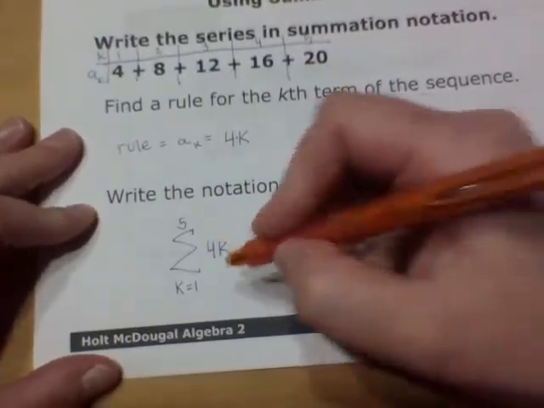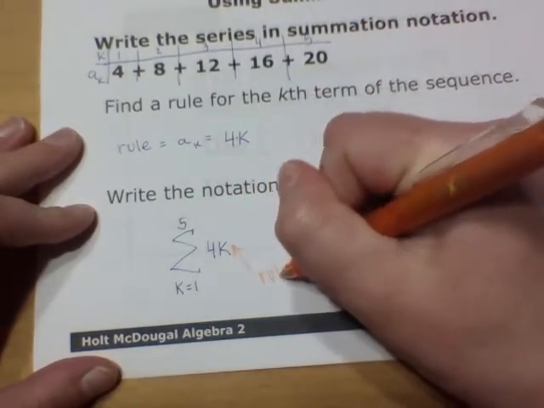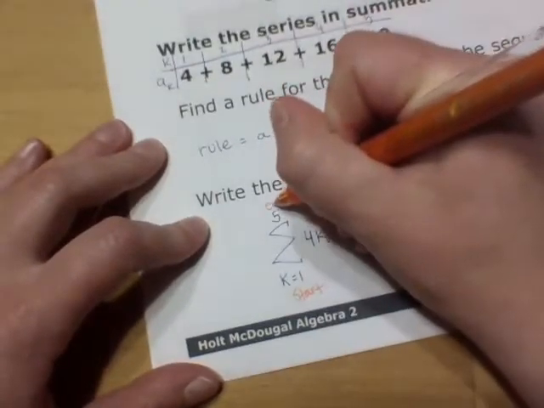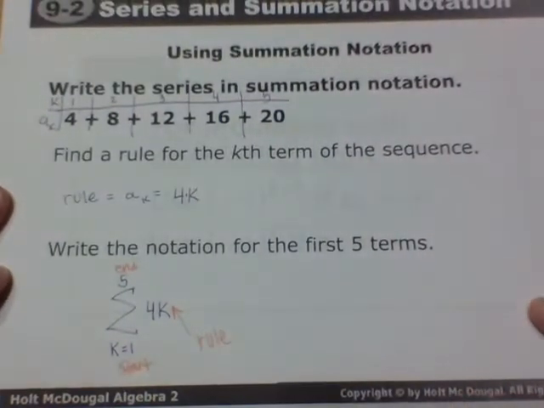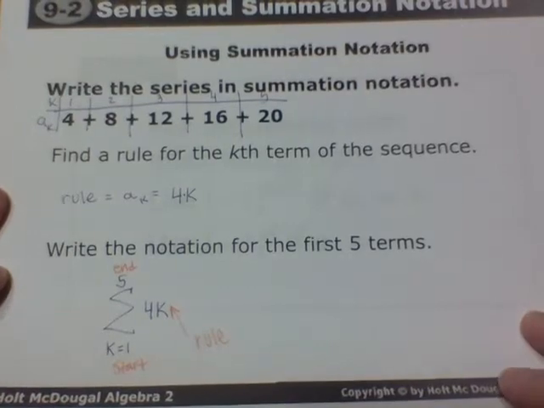Okay, so 4k is the rule. This is our starting value, and this is our ending value. All right, so that is using summation notation. Hopefully it's not as difficult as you once thought.